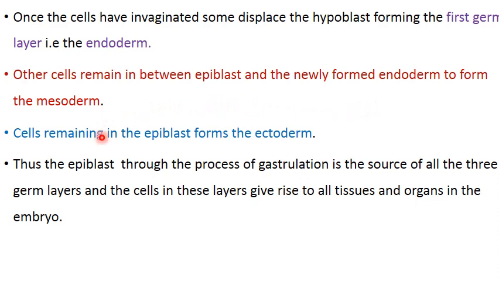And then whatever cells remain in the epiblast after the formation of the endoderm and the mesoderm will get reorganized, rearranged to form the ectoderm. So what have we seen? That the epiblast, through the process of gastrulation, is the source of all the three germ layers, and the cells in these layers will give rise to all tissues and organs in the embryo.